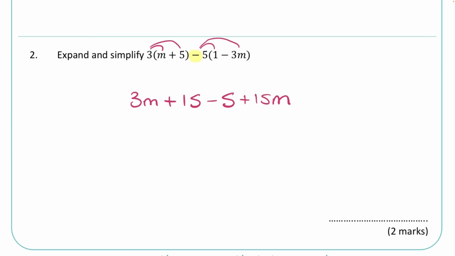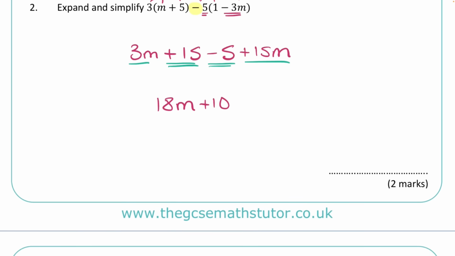Be really careful here, because if you times 5 by negative 3m, you might accidentally write minus 15m, but we're taking away everything. So it does flip the symbol there. So just watch out for these when that does appear. From here, we need to collect like terms. So 3m and 15m in total makes 18m. And we have plus 15 minus 5, which gives us plus 10. So our final answer there is 18m plus 10.